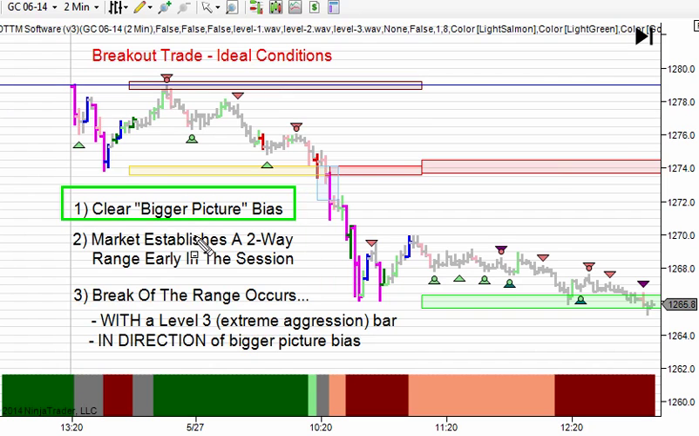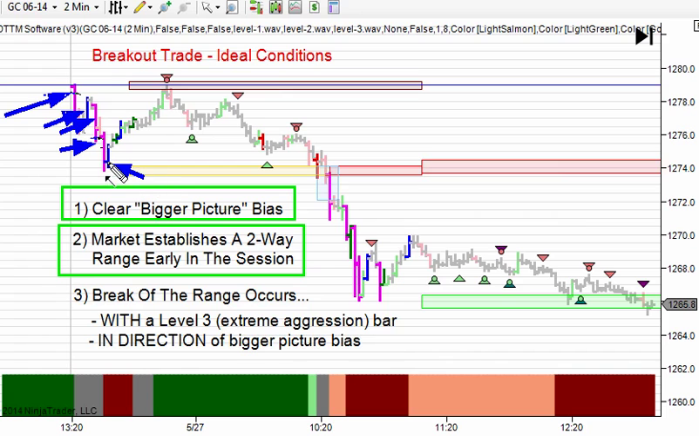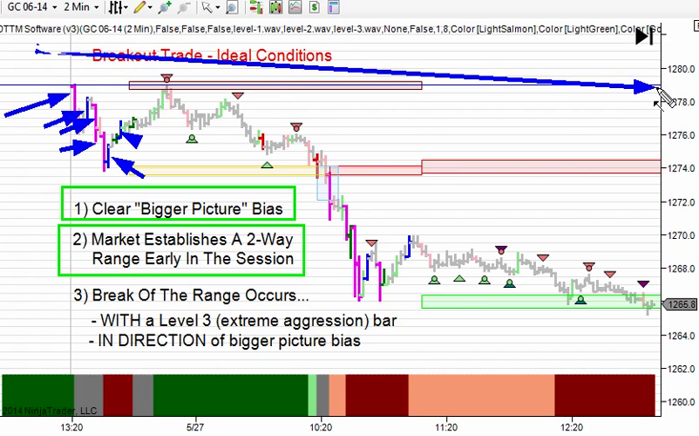Next, we want to see that the market can establish what we call a two-way market, or more of a consolidation, especially early in the session. In the gold market, we had this break lower on the level 3 selling bar, an attempted pushback by buyers that was rejected, then more selling, and then some buyers came in with follow through. They couldn't take it above this shorter term red box resistance level or this bigger picture resistance level.